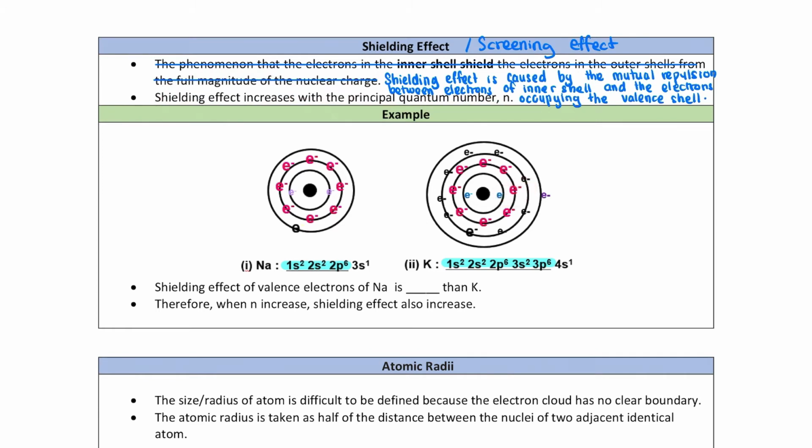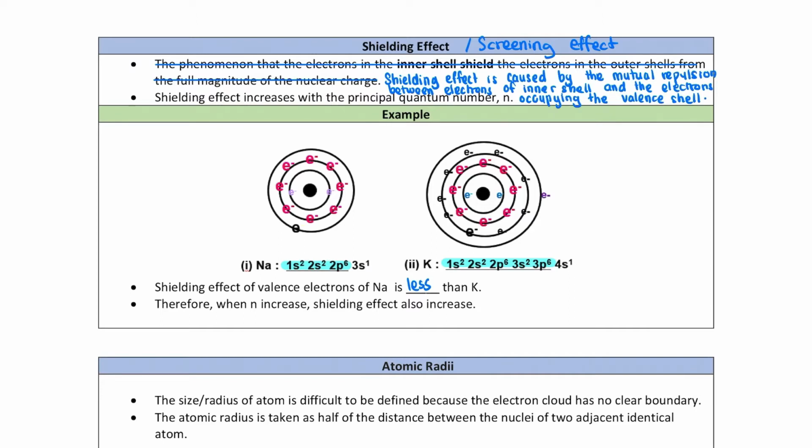Okay, alright, so over here the answer should be less. Okay, so shielding effect of valence electron untuk sodium, okay, less than K. And then therefore when n increase, shielding effect also increase. Okay, so lagi banyak dalam ni, lagi banyak dia tolak satu sama lain. So bila lagi banyak tolak satu sama lain, that means shielding effect ni tinggi lah compared to this one. Tak banyak pun dia nak tolak. Okay, settle. So kamu dah faham what is ZEF, what is shielding effect.